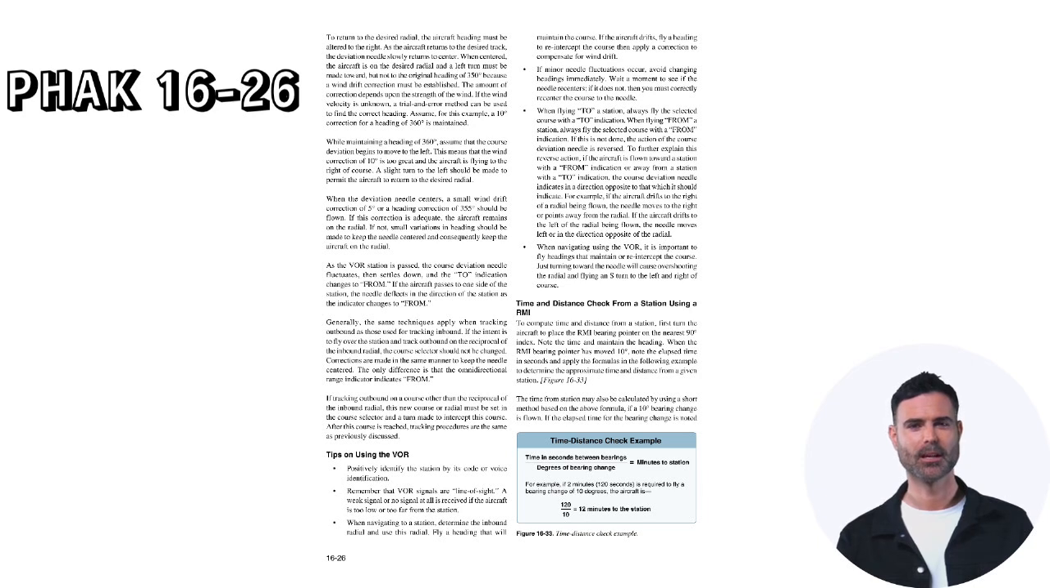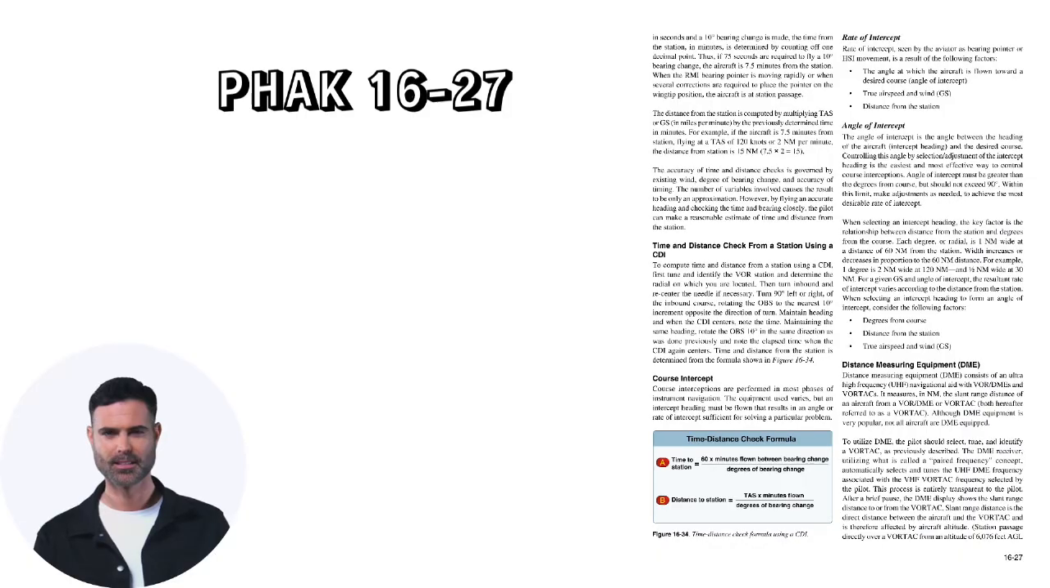The time from station may also be calculated by using a short method based on the above formula if a 10-degree bearing change is flown. If the elapsed time for the bearing change is noted in seconds and a 10 degrees bearing change is made, the time from the station in minutes is determined by counting off 1 decimal point. Thus, if 75 seconds are required to fly a 10 degrees bearing change, the aircraft is 7.5 minutes from the station. When the RMI bearing pointer is moving rapidly, or when several corrections are required to place the pointer on the wingtip position, the aircraft is at station passage.